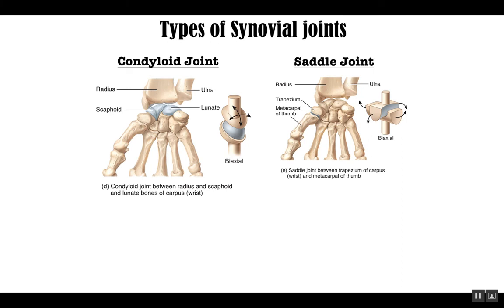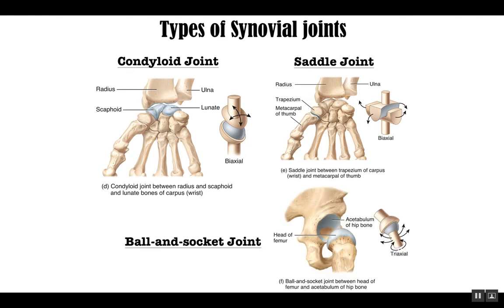There's a saddle joint formed between metacarpal 1, which is the metacarpal on the thumb side of your hand, and the trapezium, which is a carpal bone. Saddle joints are formed because one bone forms a saddle in which the other bone sits. Saddle joints are very similar to condyloid joints in that they allow a lot of motion. One motion they do not allow is rotation.